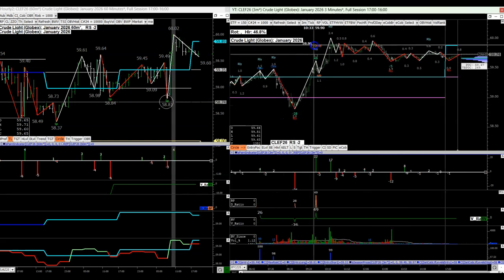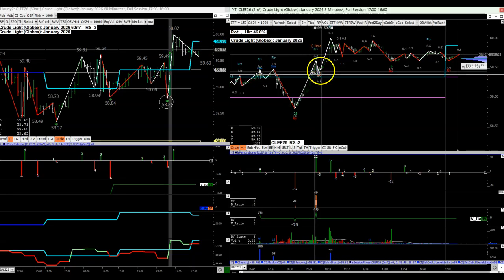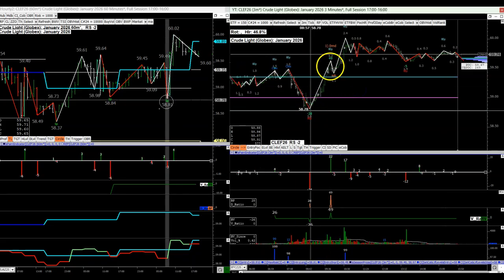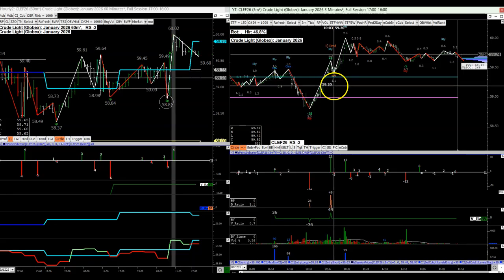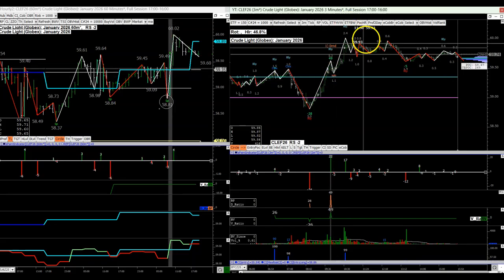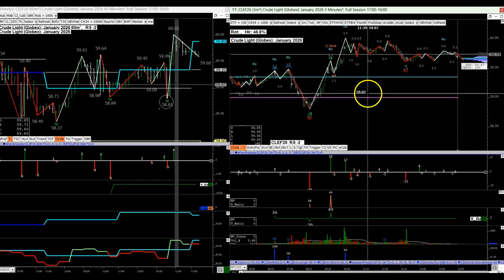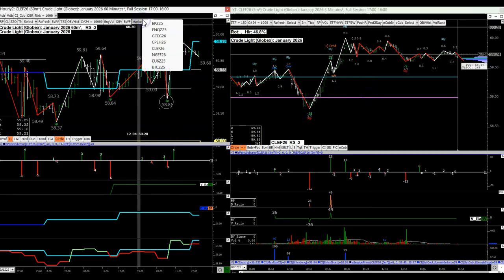That was the demand right here. But this one you can't really buy the pullback, it's not really shallow enough. So it just keeps going. Right, let's move on to the next market.